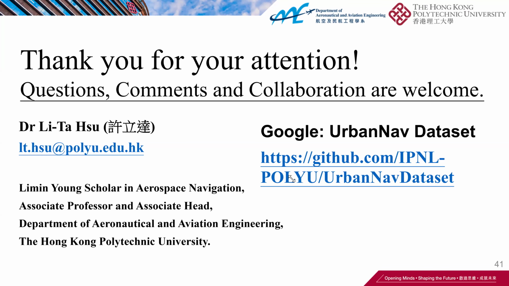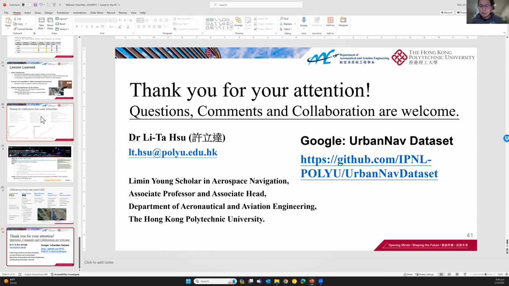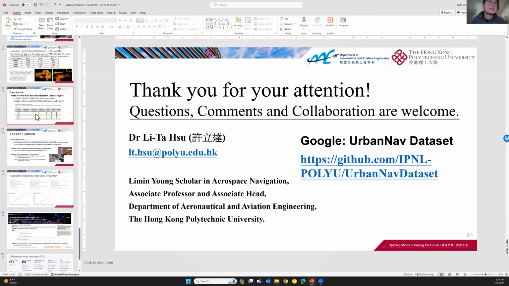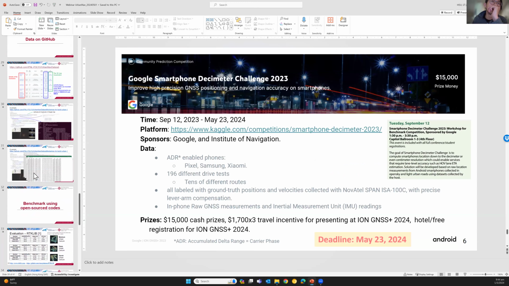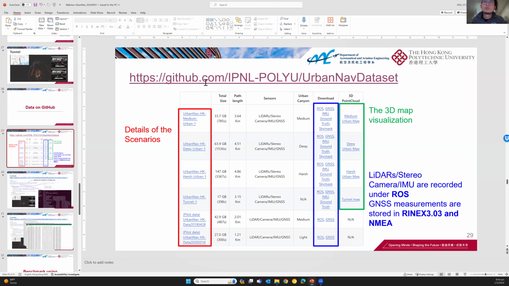And how many datasets do you have for Tokyo? For Tokyo, I believe we have two datasets. Maybe I can share this. If you go and check UrbanNav, let me see. You should have two, one in Odaiba and one in, I think, central Tokyo.